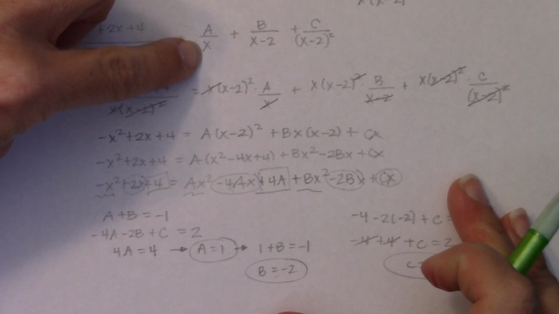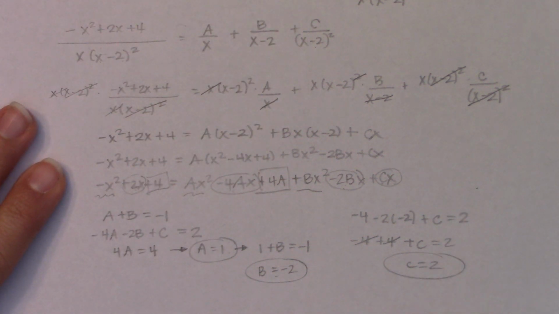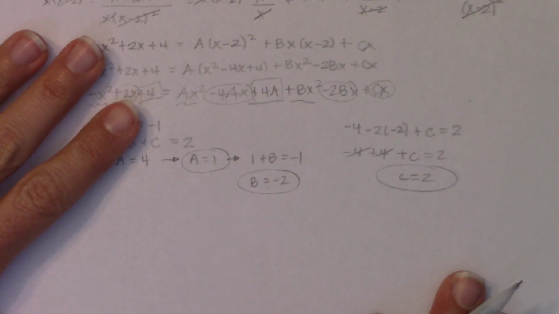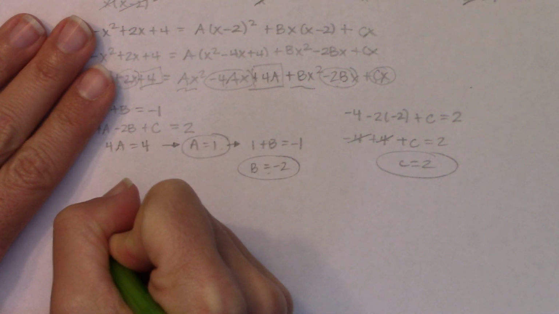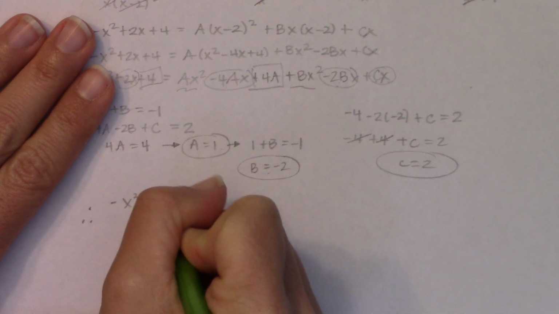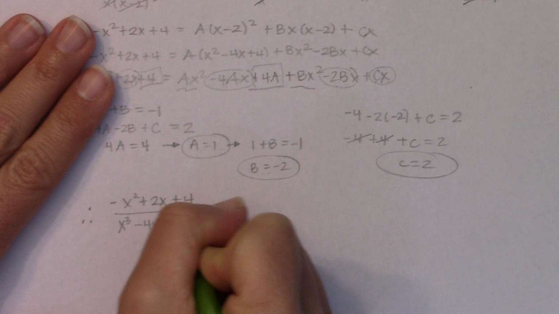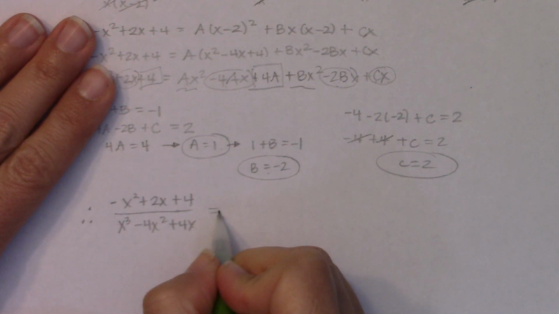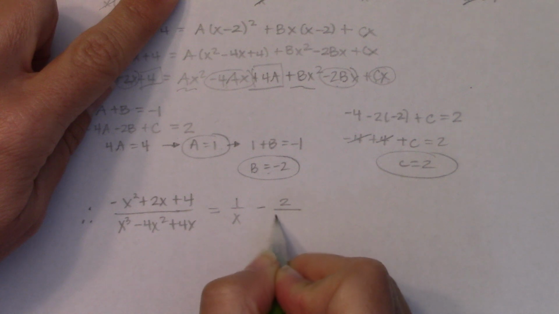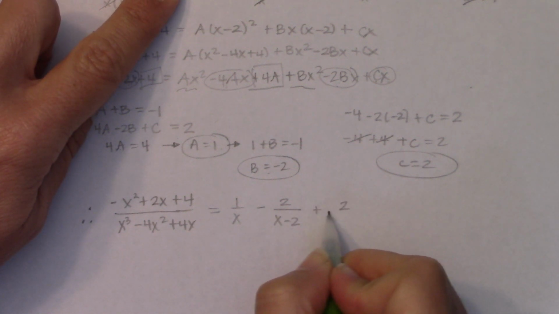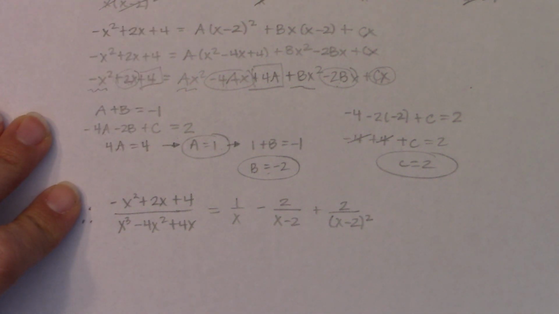I know I have 1 over x minus 2 over x minus 2 plus 2 over x minus 2 squared. So let me scooch this up, all right? And then I just gotta worry, sometimes my camera goes out of focus. So this ultimately means my original fraction of -x squared plus 2x plus 4 over x cubed minus 4x squared plus 4x ultimately decomposed into a over x plus b over x minus 2 plus c over x minus 2 squared, right? So great, fantastic, we've got that.